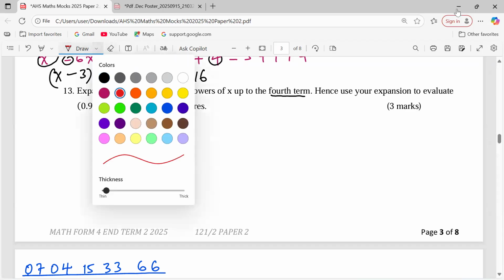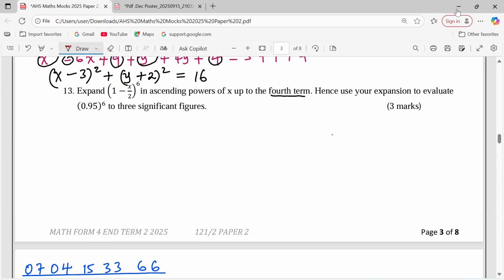So this is it. To expand, you start by stating the Pascal coefficients of the power which is in question. So we start with 1, 6, 15, 20. Remember, we just need the first 4 terms, so you don't have to list all the 7 coefficients. Let's work with the ones that you've been given.